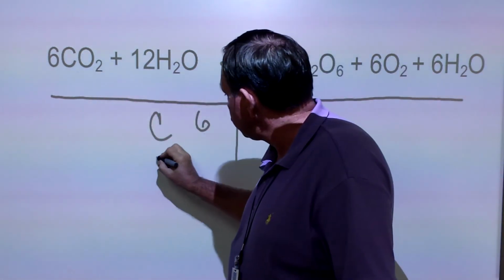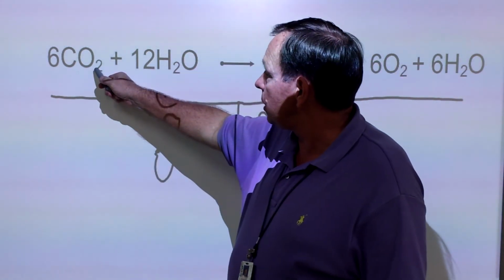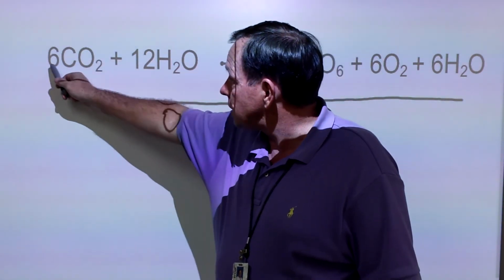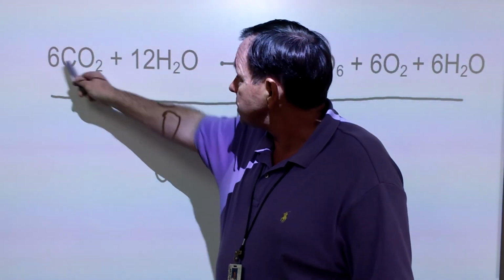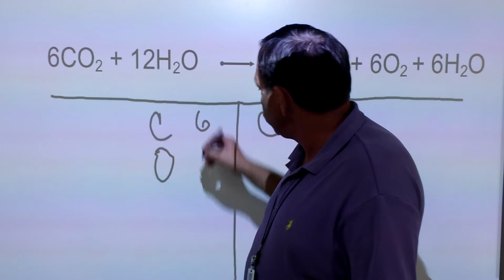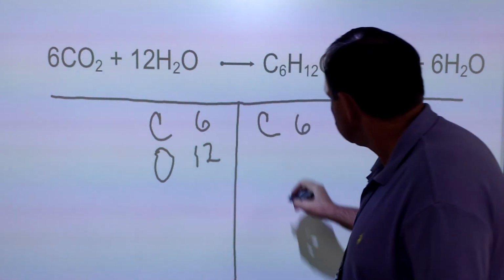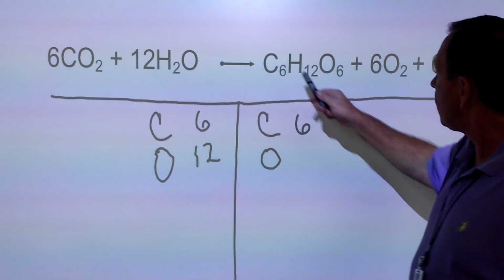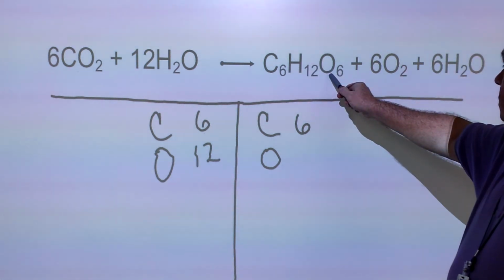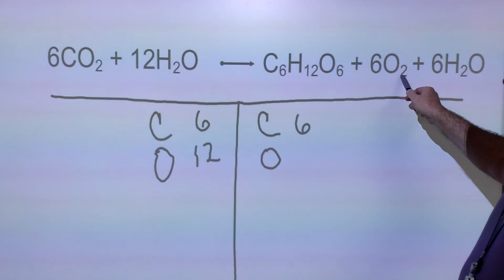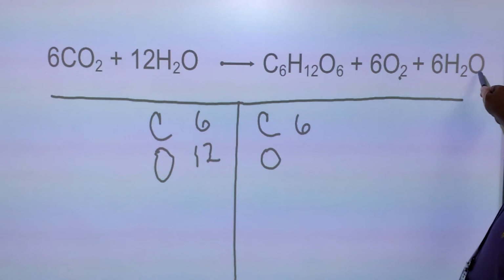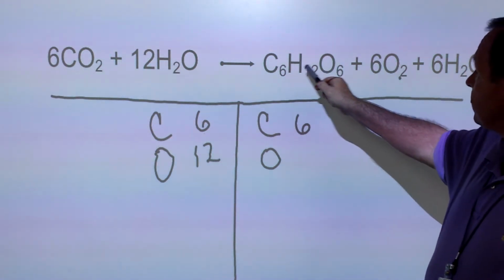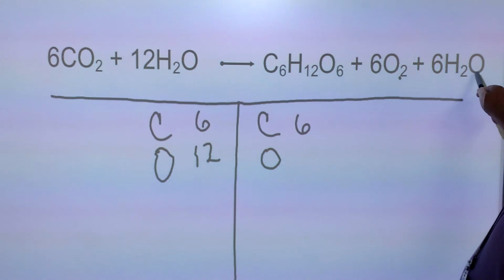Oxygen. We have 2 oxygens here. We have to multiply this 2 times the 6, because remember there were 6 molecules of carbon dioxide. So 6 times 2 is 12. There are no other oxygens, so we have 12 oxygens. Let's look at the right side of the equation. We have 6 oxygens here. Again, 6 times 2 is 12. And we have 6 more here. So 6 and 12 is 18, and 6 more is 24.